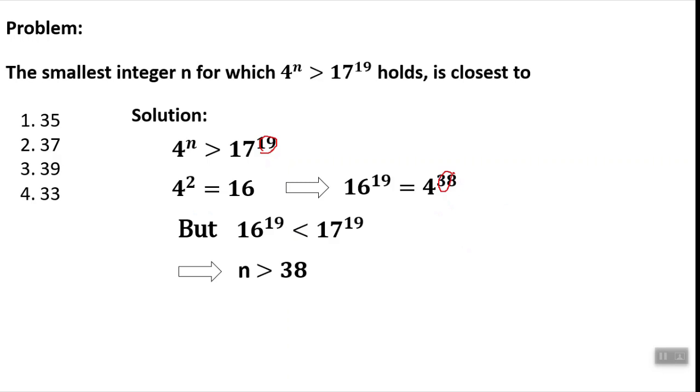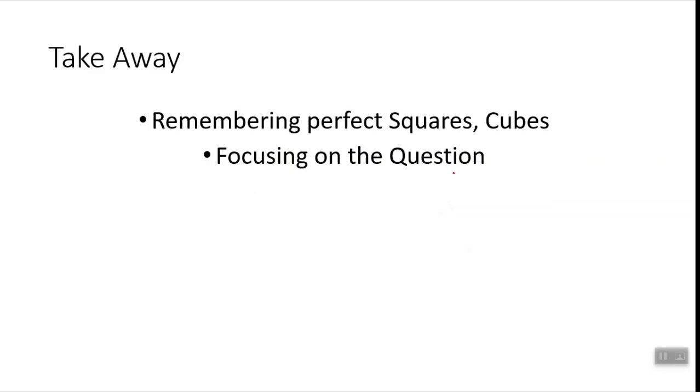So what do we learn from this question? Remembering your perfect squares, 4 square is 16, 16 was very close to 17, and focusing on the question. All they were asking was which of these options is closest to n. They never really asked for what is the value of n, which would have been an impossible task.